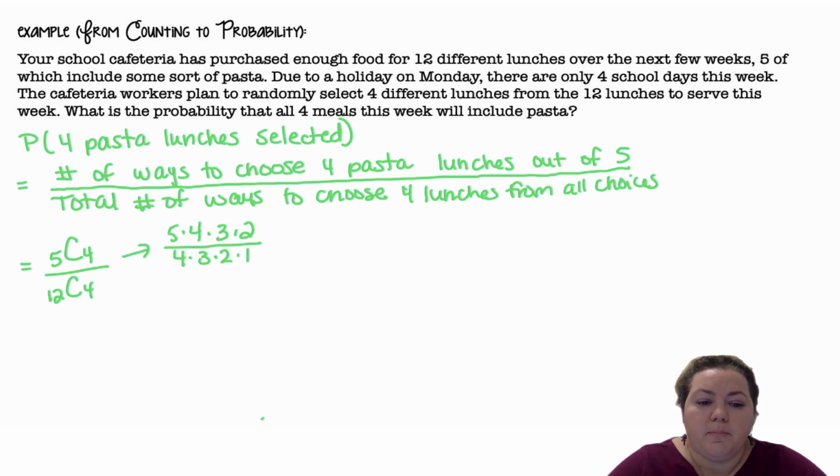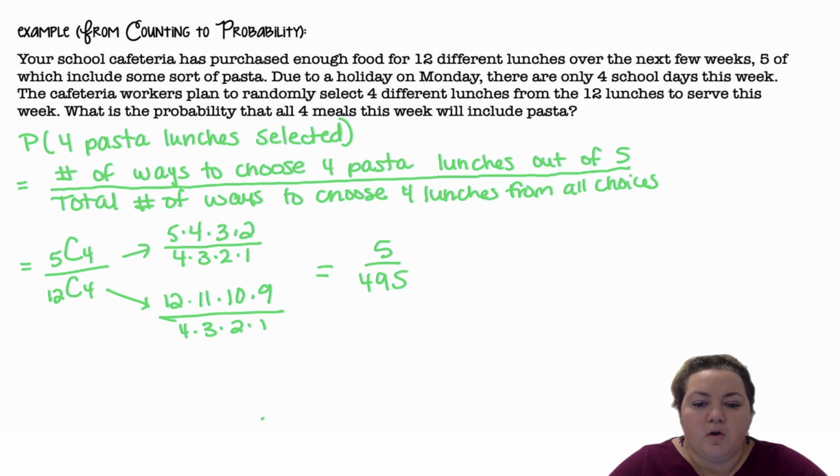So the top part would be 5 times 4 times 3 times 2 over 4 times 3 times 2 times 1. And then the bottom part would be 12 times 11 times 10 times 9 over 4 times 3 times 2 times 1, which ends up giving me 5 over 495, or 0.010. So there's about a 1% chance of all 4 randomly selected lunches including pasta.